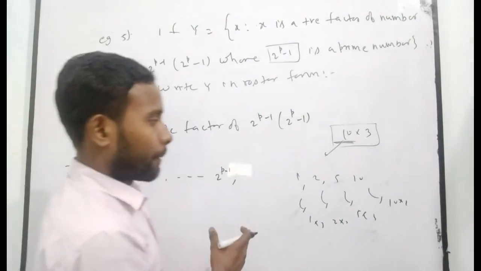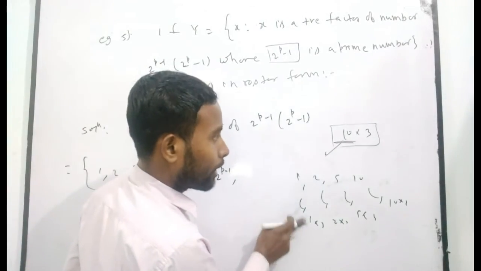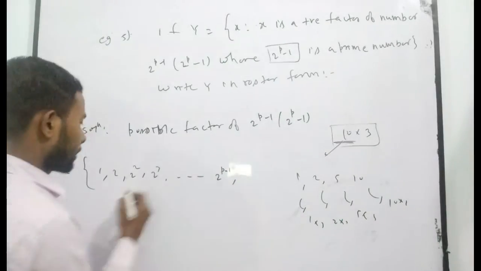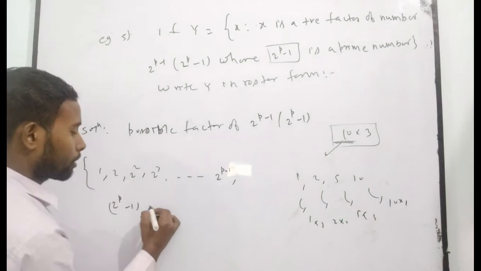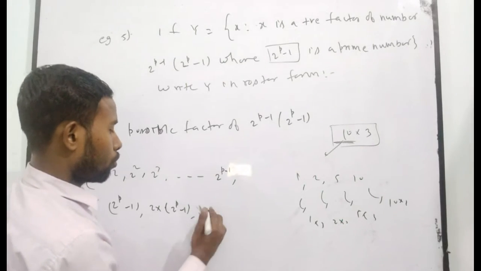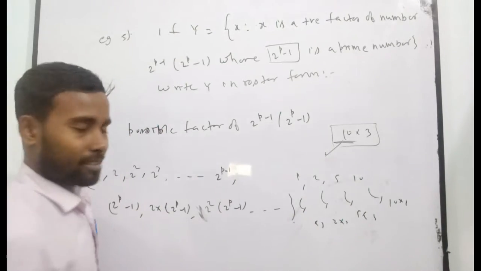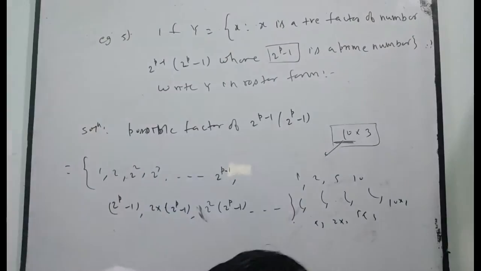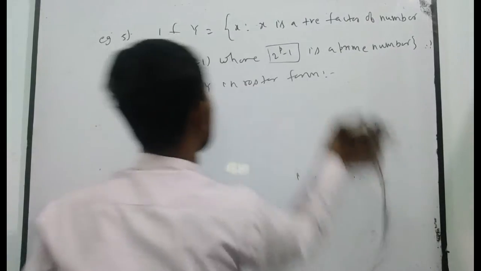After that, you have multiplied 1 into this term, 2 into this term. Similarly, you have to write 1 into this term, that means 2 to the power p minus 1. Again, the next term will be 2 into this term, 2 into this term. Can I write here again, 2 whole square into 2 to the power p minus 1. All possible factors. These are the answer of this question. Have you understood? It's not more complicated, you simply have to think about this problem.